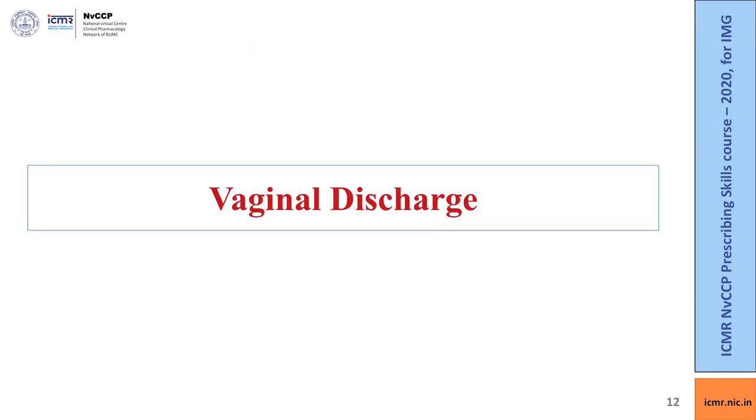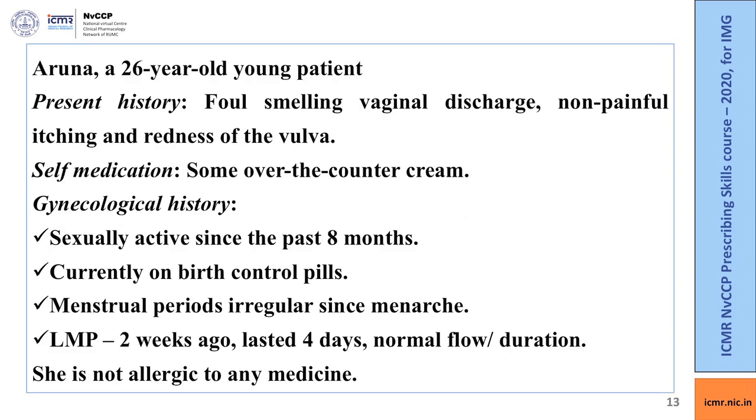We move on to the next common disease condition, that is vaginal discharge. Aruna, a 26-year-old patient, comes to the OPD with a history of profuse foul smelling vaginal discharge for the last few days, associated with non-painful itching and redness of vulva. She gives a history of progressively worsening itching. She has tried some over-the-counter cream without much benefit.